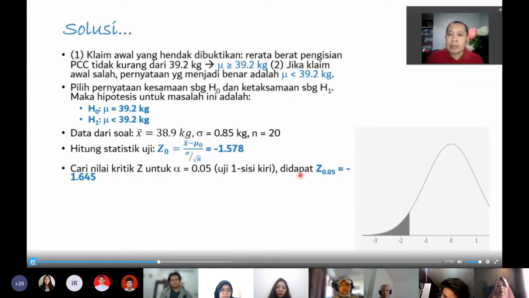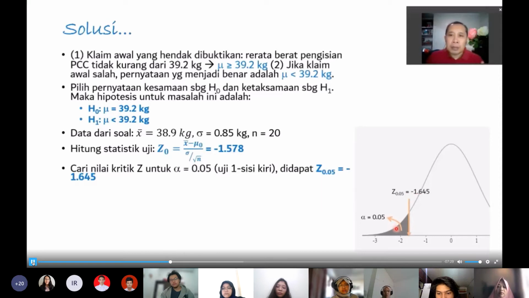Kalau digambarkan dalam diagram kurva distribusi Z, luas daerah yang diarsir ini adalah 5% sebelah kiri. Ini menggambarkan probabilitas atau menggambarkan letak dari daerah penolakan untuk masalah uji kita ini. Alfanya 5% di sebelah kiri, maka Z kritiknya adalah minus 1,645. Jadi sebelah kiri ini adalah daerah penolakan.